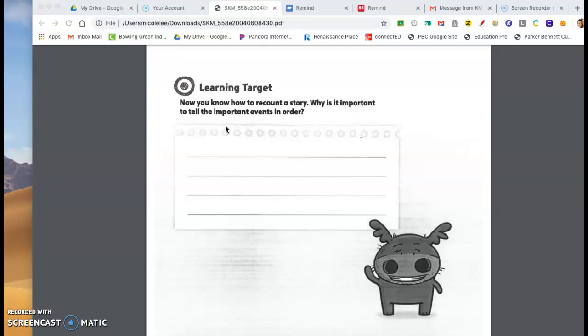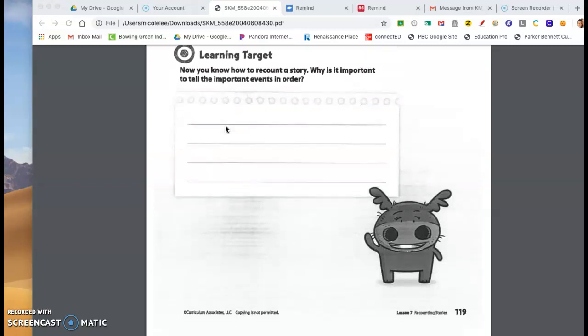And I will be on here tomorrow talking to you more about the lesson for tomorrow. If you have any questions, you can take a picture of whatever you're having trouble with and you can text it to me.